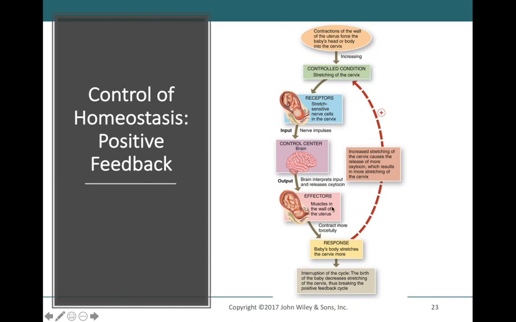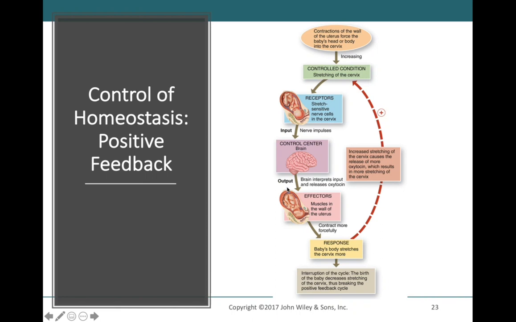Oxytocin is going to function upon the muscles in the wall of the uterus to cause them to more forcefully contract. So when we go back up here, the baby is pushing along the cervix here. And this is going to cause the release of oxytocin, which is going to further produce muscle contractions. And when the muscle contractions are more forcefully progressing, this is going to essentially continue. And so the response here is going to increase the cervical stretching to produce more and more of this feedback loop.